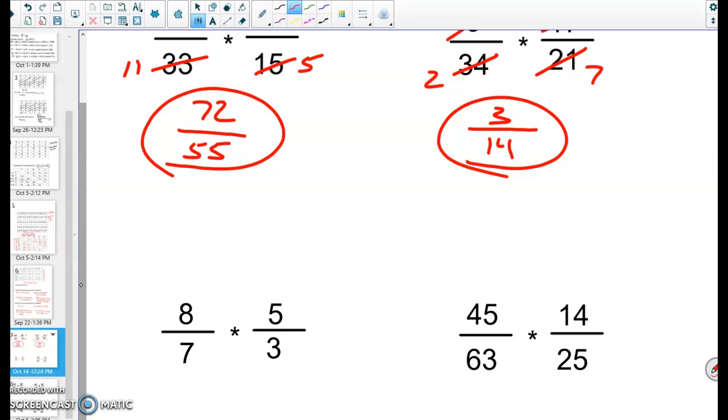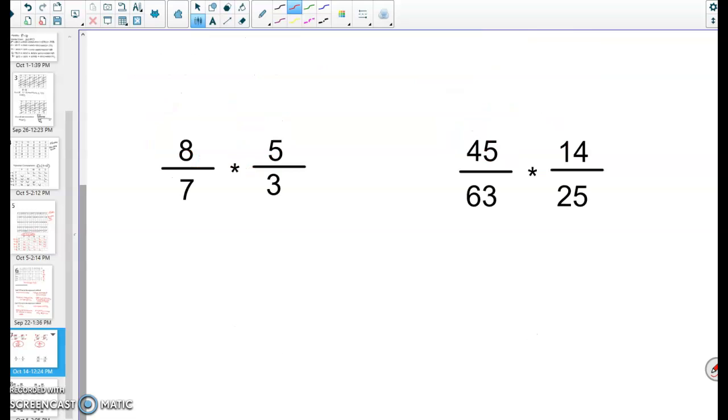Here, there's nothing to cancel. 8 over 7 doesn't reduce. 5/3 doesn't reduce. There's nothing diagonally to cancel, so we just multiply across. There's nothing else you can do there.